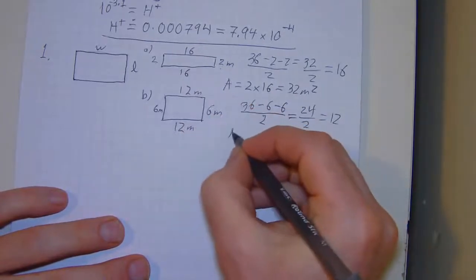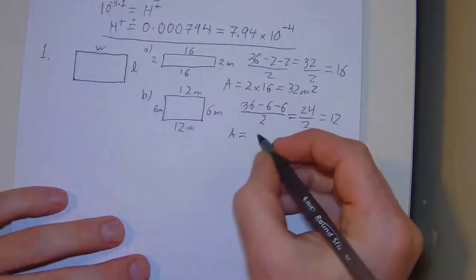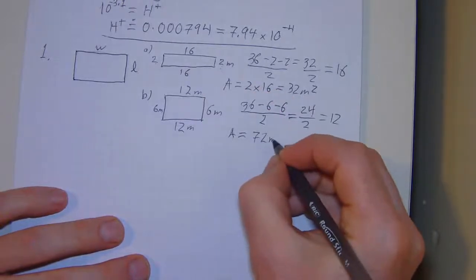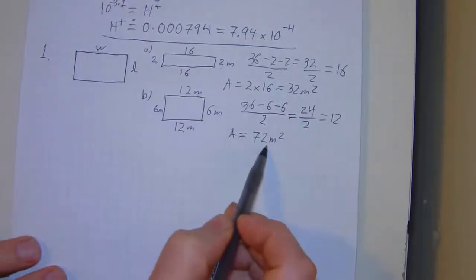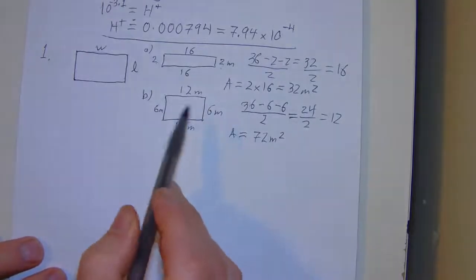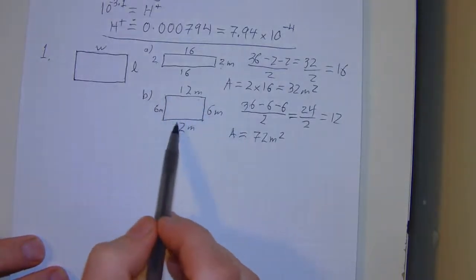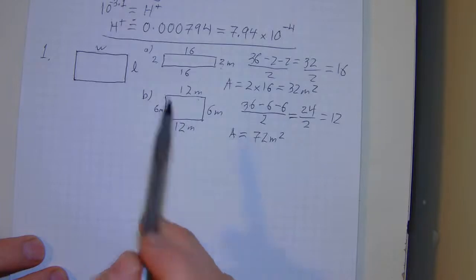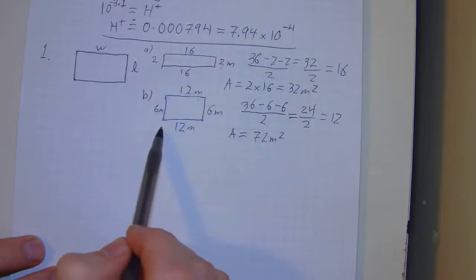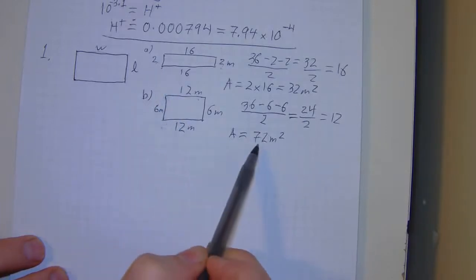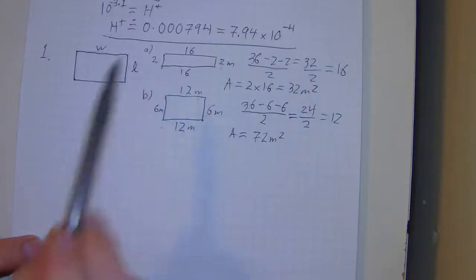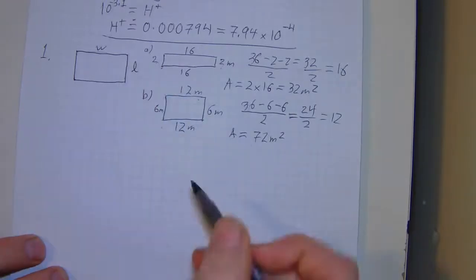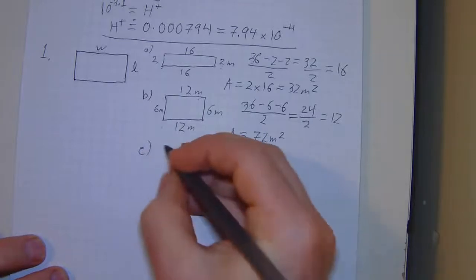And then we can figure out the area for that one. 6 times 12 is 72. So this rectangle is going to have an area of 72 meters squared. So you can see we get a lot more garden area with the same perimeter. Both of these rectangles have a perimeter of 36, but this one gives us more than twice as much area as that one. Okay, so we can keep working through here.